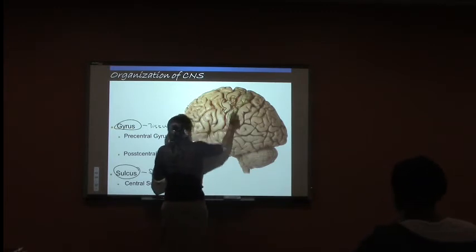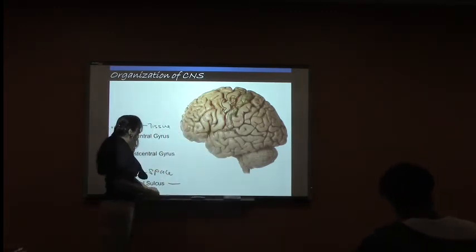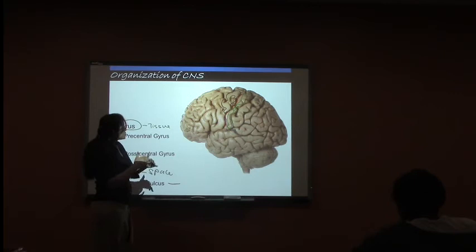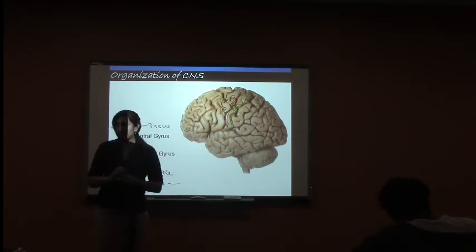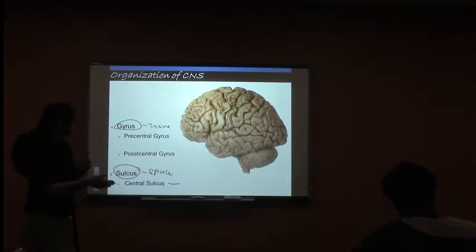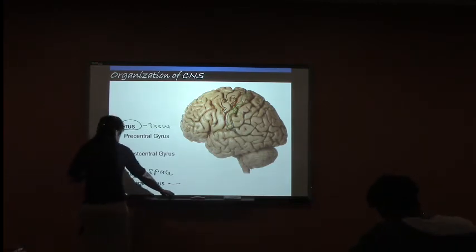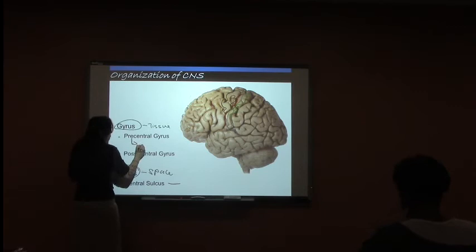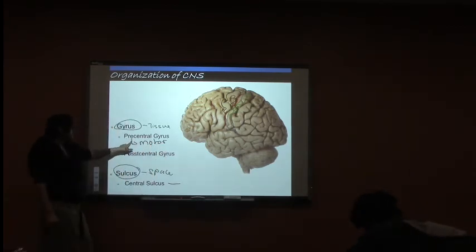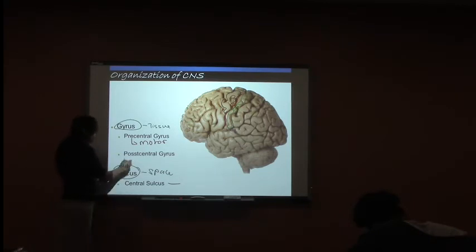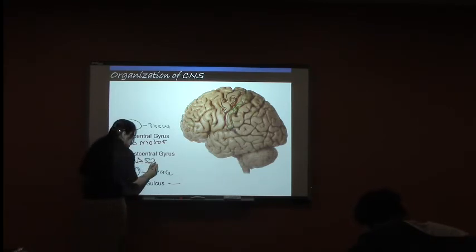That is a precentral gyrus. Precentral gyrus and postcentral gyrus. Precentral gyrus is where motor activity originates. Motor activity originates from the precentral gyrus. Postcentral gyrus is for sensory.